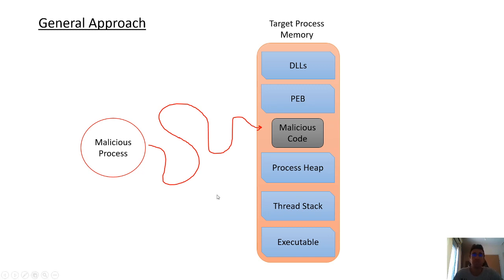So in this high-level diagram, you can see the malicious process, with this arrow, which I will talk about in detail in the steps of the attack, injecting its malicious code into a targeted process. So this is the general approach.